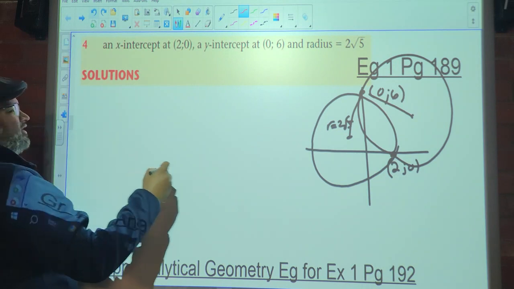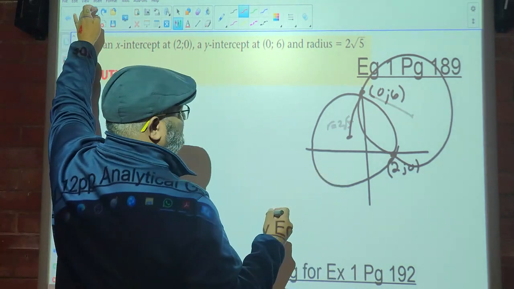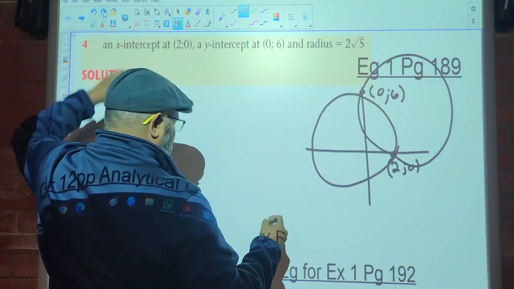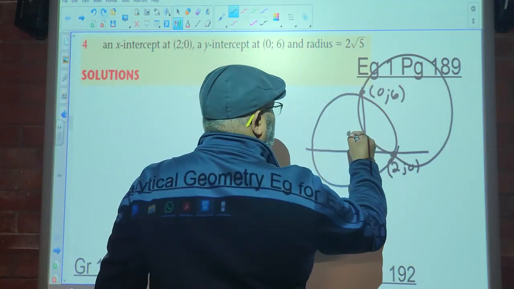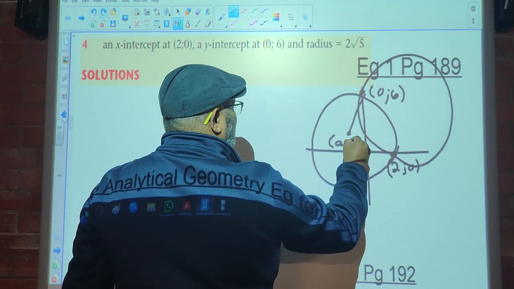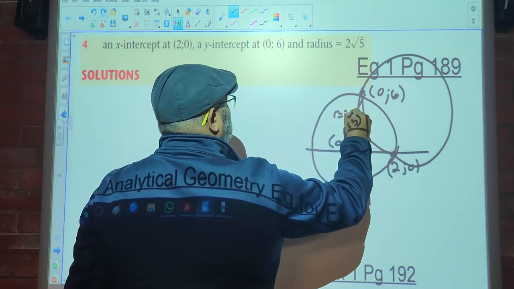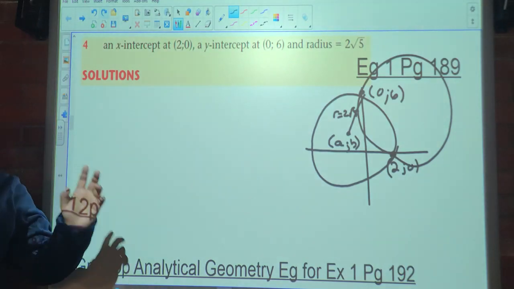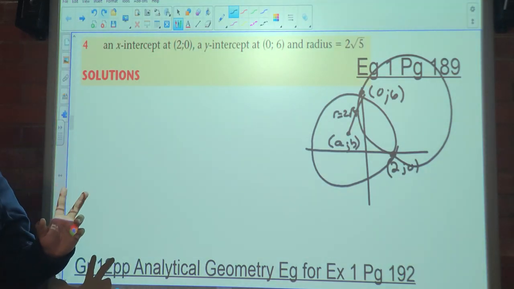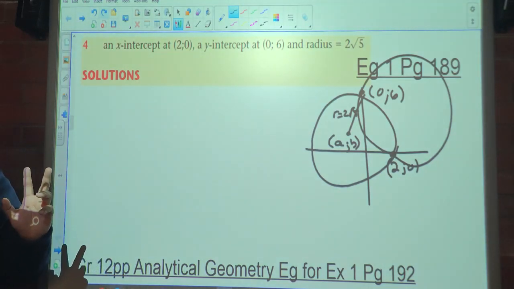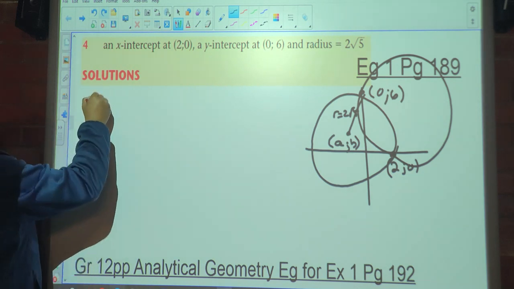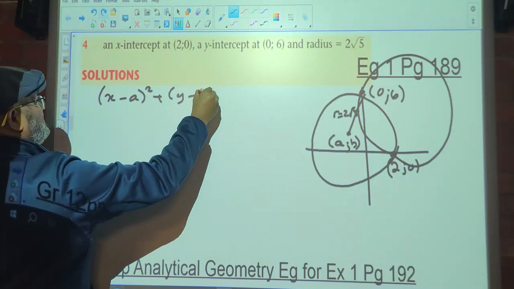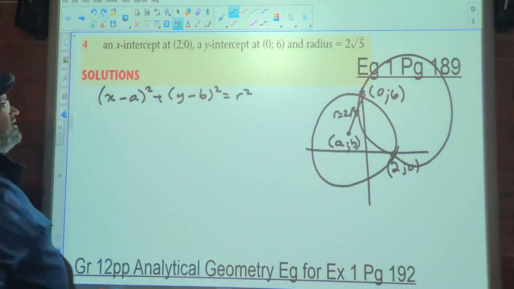But anyway, what would the center of the circle be? I'm going to use reference 1. So the center of the circle would have an a and a b. Your radius is 2 root 5. So you all agree that the center is not at the origin. So what formula do we use? (x minus a) squared plus (y minus b) squared equals r squared.